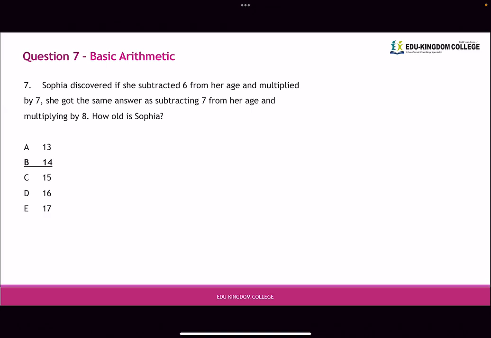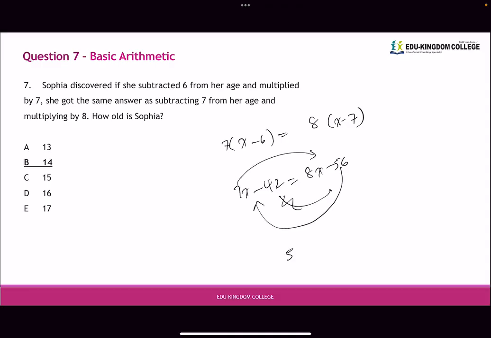Question 7. Sophia discovered she could subtract 6 from her age. So let's say her age is x. Subtract 6 multiplied by 7. It's the same as subtracting 7 and multiplying by 8. Okay, so let's expand these out first. And then 8x minus 56. So move this, no, let's do it the other way around. So move this over, so you get 56 minus 42 equals 8x minus 7x. So 14 equals x.